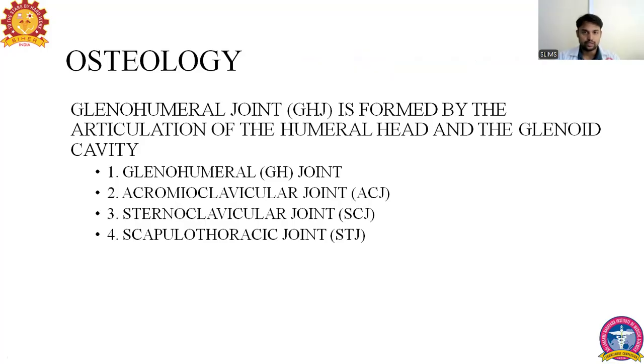The shoulder joint is also called the glenohumeral joint because it is the articulation between the humeral side and the glenoid. The glenoid cavity is part of the scapula. So it contains the glenohumeral joint, the acromioclavicular joint (the acromion is also a part of the scapula), the sternoclavicular joint, and the scapulothoracic joint. These four make up the total shoulder joint.